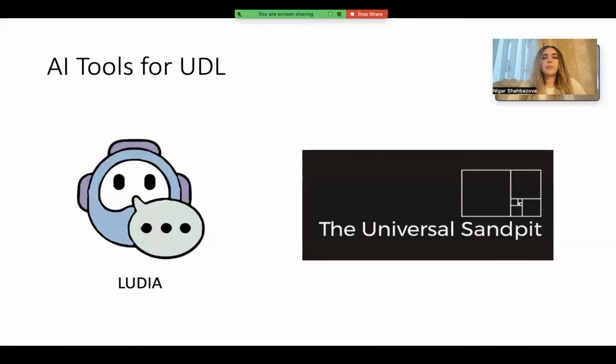And I have some suggestions for AI tools for UDL. First is Ludia, which was presented in our course. It gives checkpoints and tips for overcoming some barriers in classes by using UDL. And another one is the Universal Sandpit. I discovered it on the website, and it provides multiple options. It provides lesson plans utilizing UDL, and it also has options for differentiation. It provides ideas for assignments and so on.